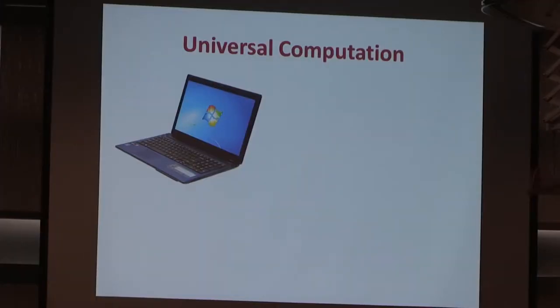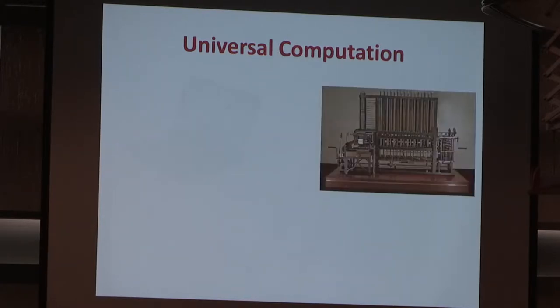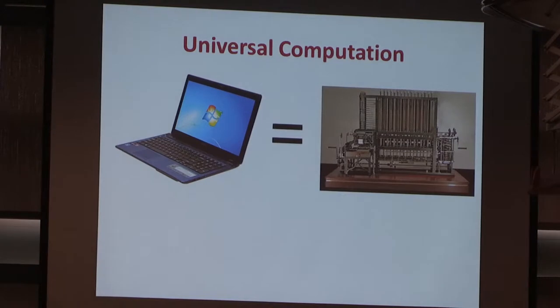So let me now tell you about universal computation. Here's a computer, right? It's a computer made out of plastic and silicon and metals and various things like this. Here's another computer. This one is made out of cogwheels and levers and springs, and it's on display at the Science Museum in London and at the Museum of Computation in Mountain View, California. These two things are the same. They do the same thing. There's a wonderful video on YouTube where you can see this thing actually working. They both can do computation.